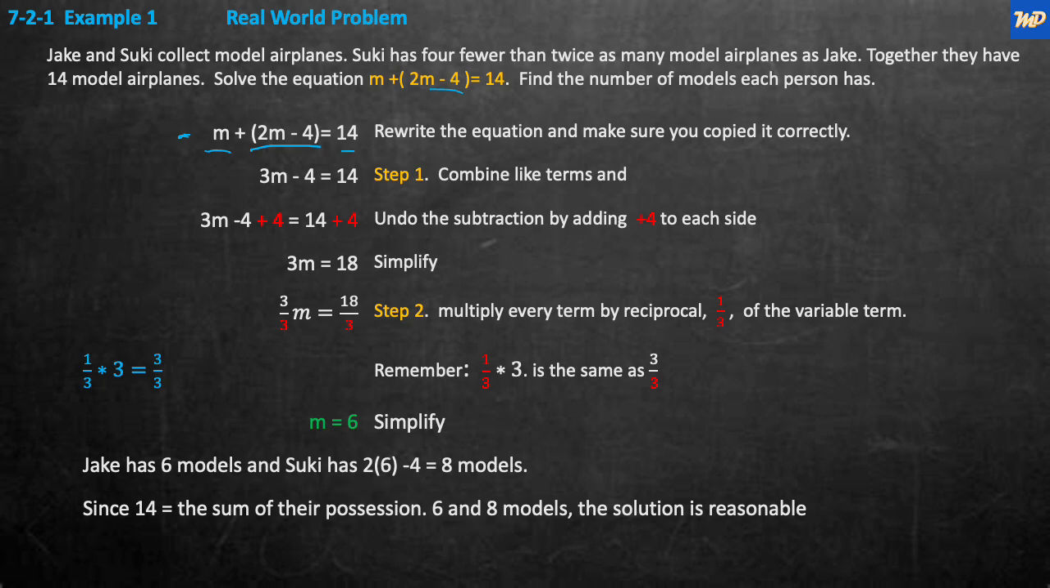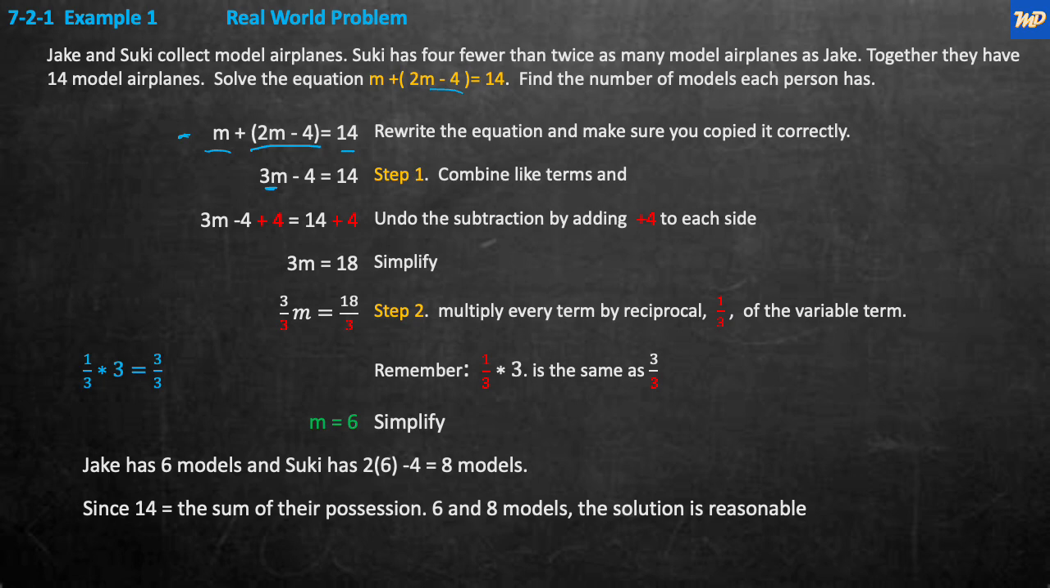Okay, so if we combine the like terms, we're going to have M plus 2M, which is 3M. And we're going to have still minus 4. So it's 3M minus 4 is equal to 14. We've combined the like terms. The only like terms are the M terms.